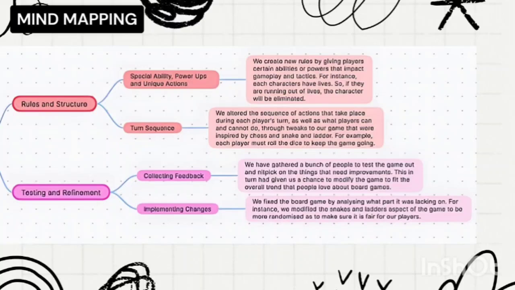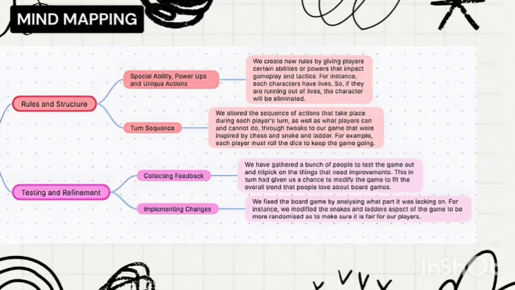So first one is special abilities, power-ups, and unique actions. We create new rules by giving players certain abilities and powers that impact gameplay and tactics. For instance, each character has lives, so if they run out of lives, the character will be eliminated. Next one is the turn sequence. Through the inspiration of chess and snakes and ladders, we change the turn structure and players' actions, such as rolling dice to continue. Last idea is testing and refinement.